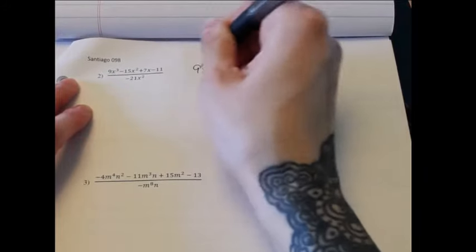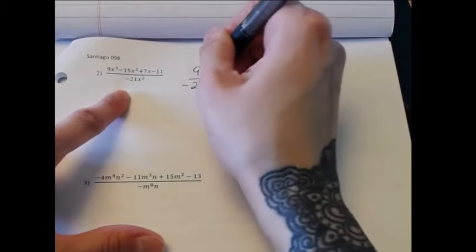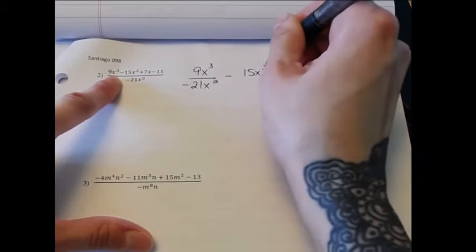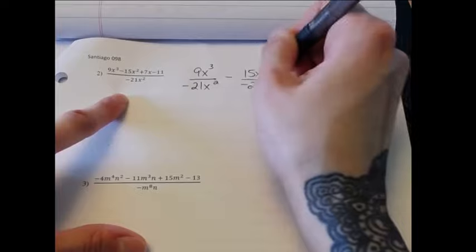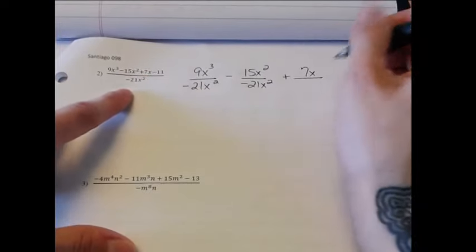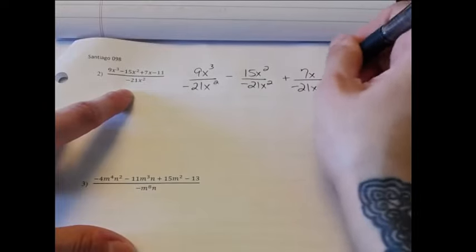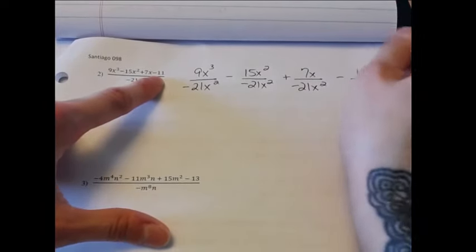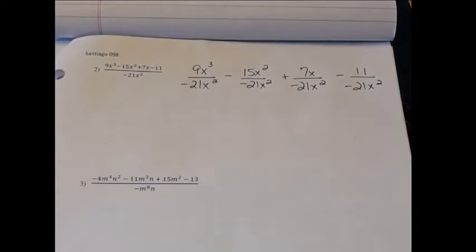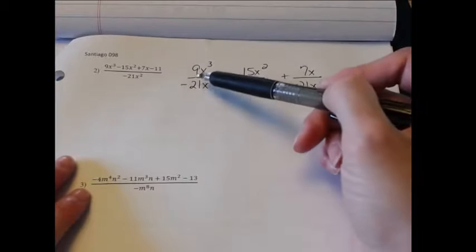9x to the 3rd over negative 21x squared minus 15x squared over negative 21x squared plus 7x over negative 21x squared minus 11 over negative 21x squared. Not bad. Now we go term by term. With our first term, we have a 9 over a 21.